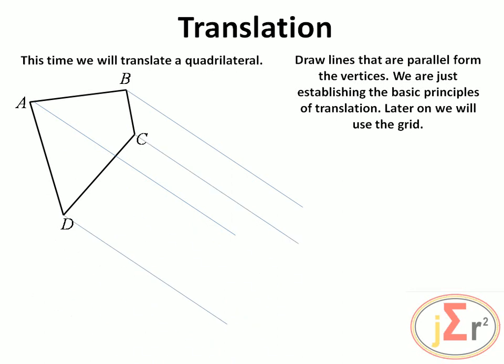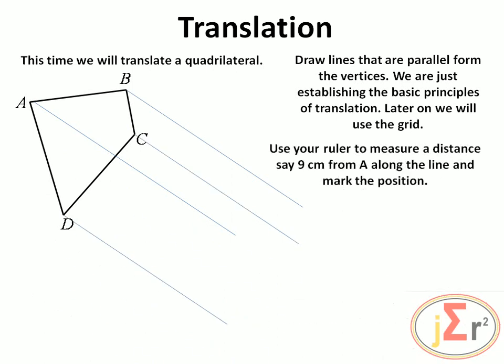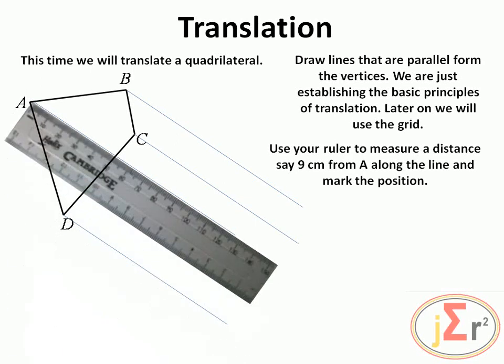So, parallel lines are leaving. So use your ruler to measure a distance, say 9 centimeters. And of course, we are choosing our 9 centimeters. You may choose another value. So 9 centimeters from A along the line, and mark that position. So we are going to take from the vertex A 9 centimeters, and that is where we are going to put our point A prime, which is the image of A, and the new point is the image of A, called A prime.